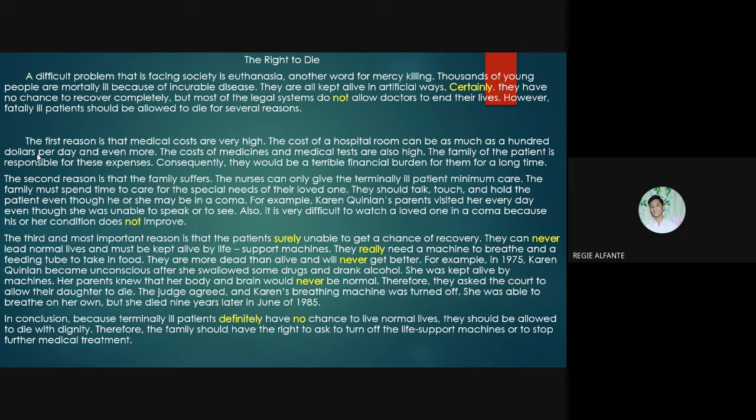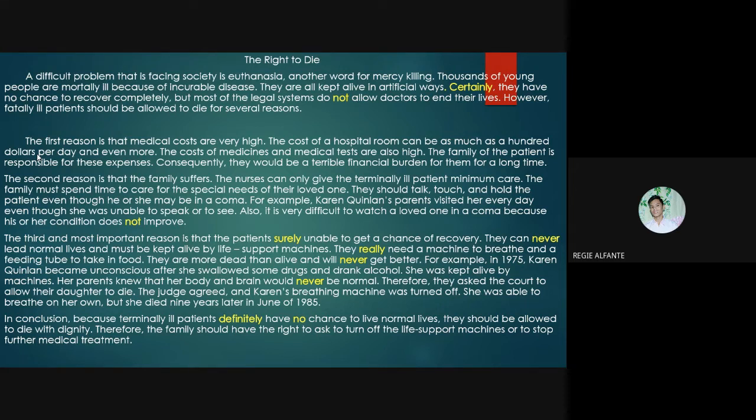They really need a machine to breathe and a feeding tube to take in food. So "really" here affirms that the patients need machines to breathe and a feeding tube to take in food. We are more dead than alive and will never get better. So "never" negates that the patients will get better.